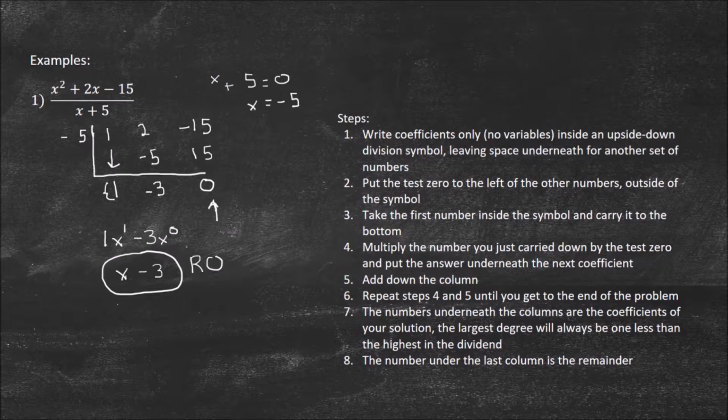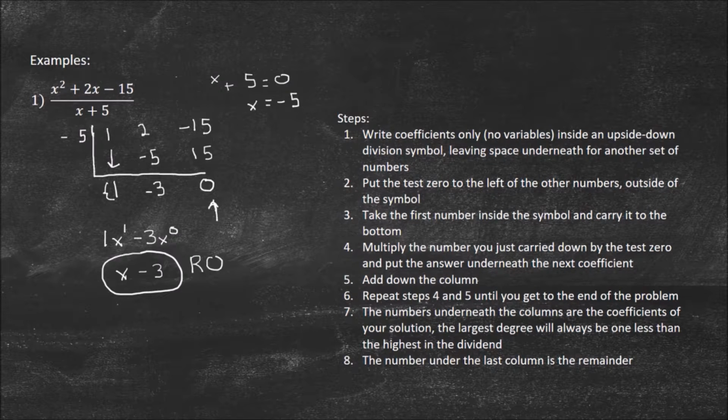So let's look at like 40 divided by 8. It equals 5, remainder 0. And because that remainder is 0, we can say that 8 is a factor of 40. And so when we divided x squared plus 2x minus 15 by x plus 5, we got a remainder of 0, so we can say x plus 5 is a factor of x squared plus 2x minus 15.